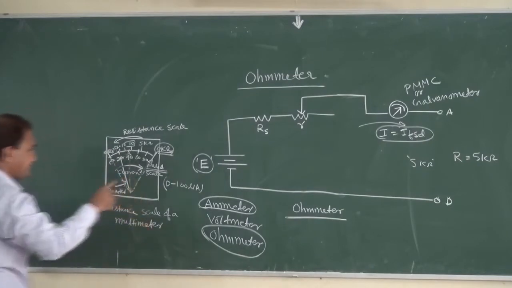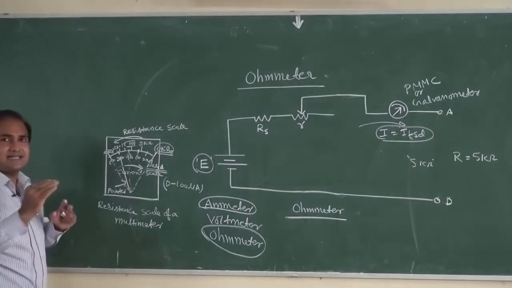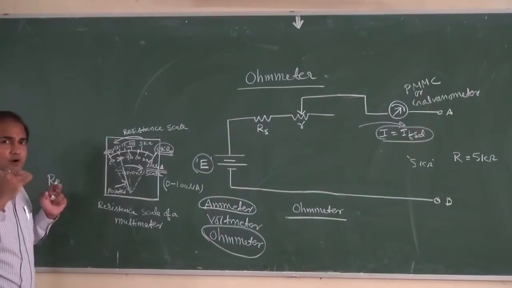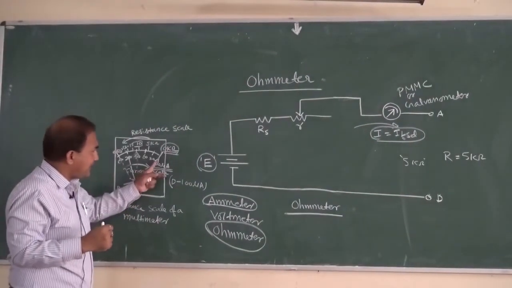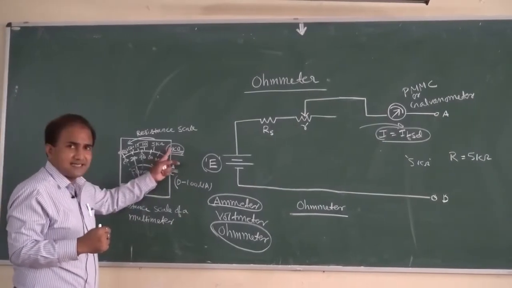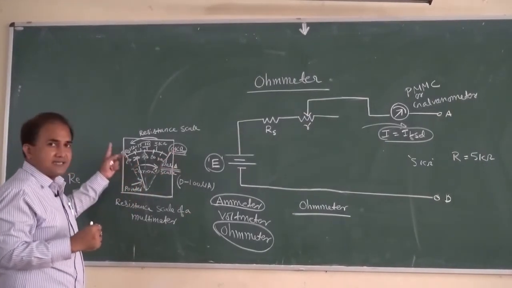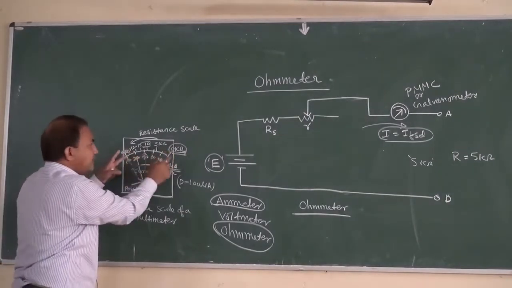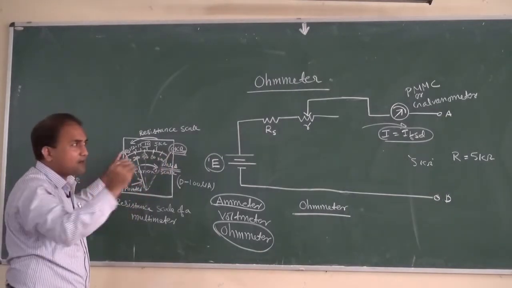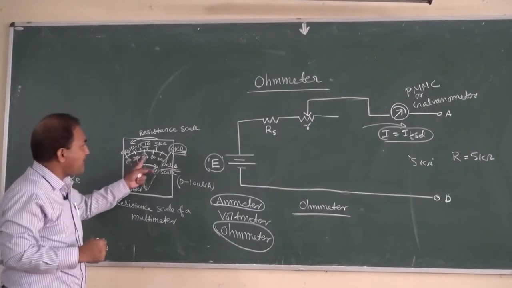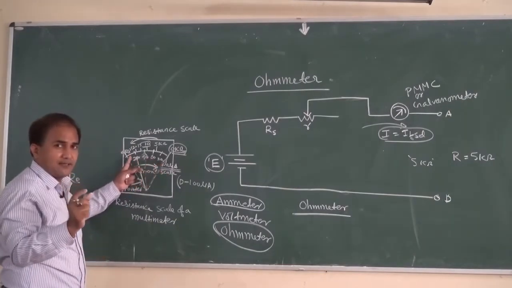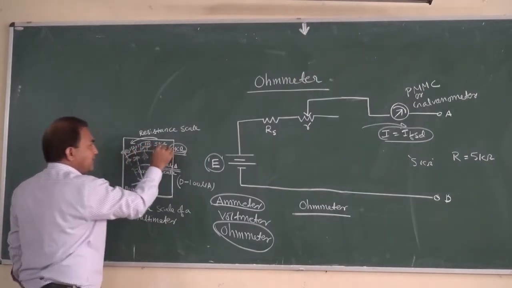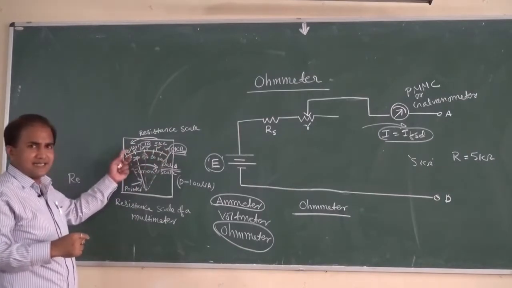We can see the resistance is dependent upon the flow of the current. If current is full scale deflection current, then resistance is 0. If current is 0, resistance is infinite. So these two points we find. Then for the known values of resistances, we find the values of current, and based on that we can write down the values of resistances.